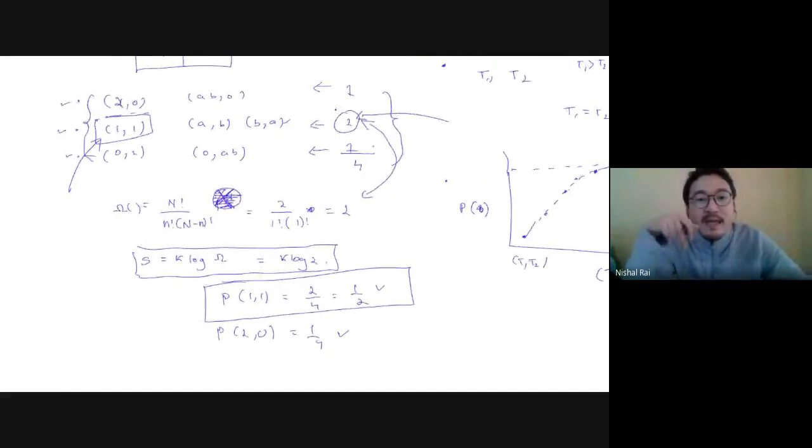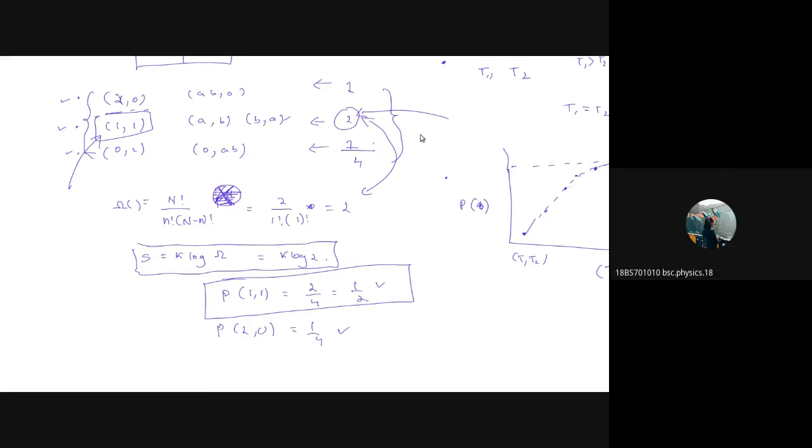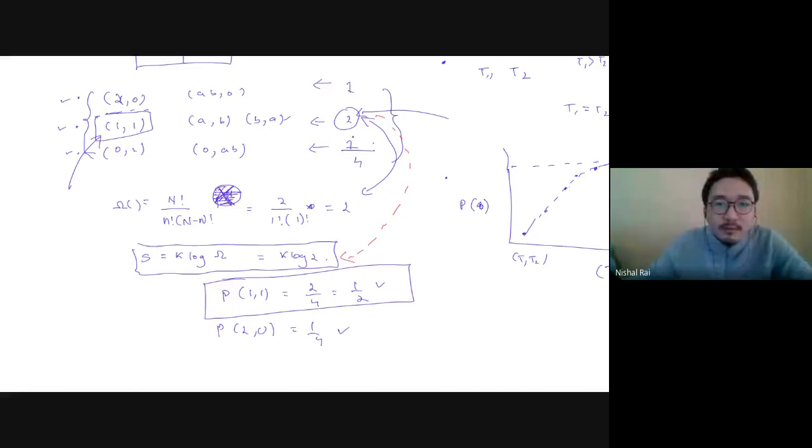So which of the systems will have the highest entropy? Which of the systems will have the highest probability? 1, 1. It will have the highest entropy. Why? Because you can directly plug it into this formula for the different configurations. What will you get? Let's say S of 2, 0, you'll get what? K log of 1. S of 1, 1, you'll get how much? K log of 2. S of 0, 2, how much will you get? K log of 1. So how much is log of 1?